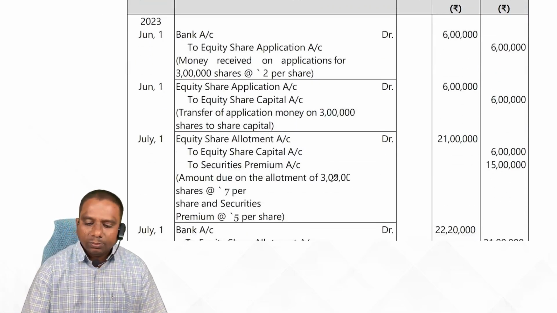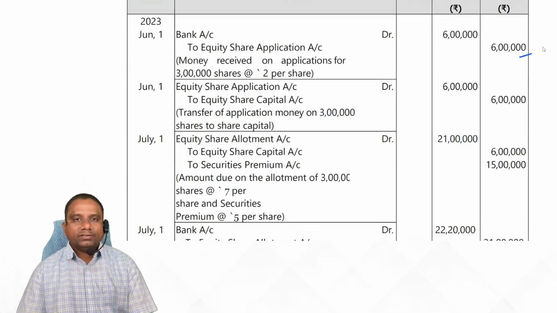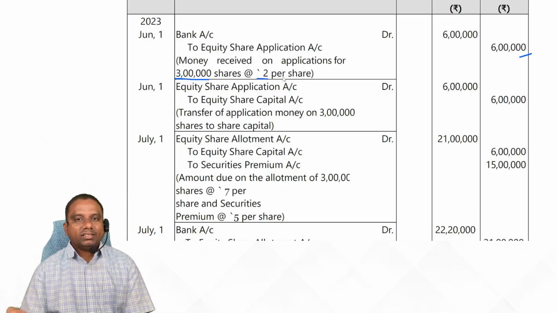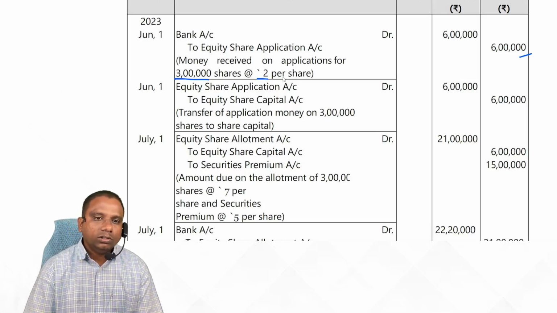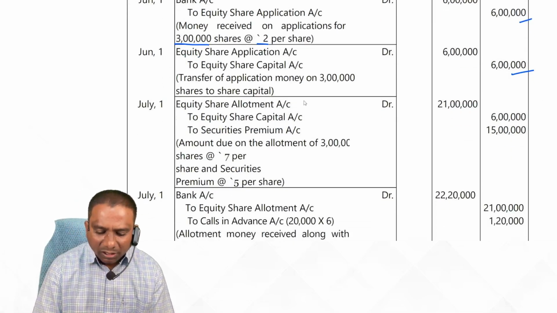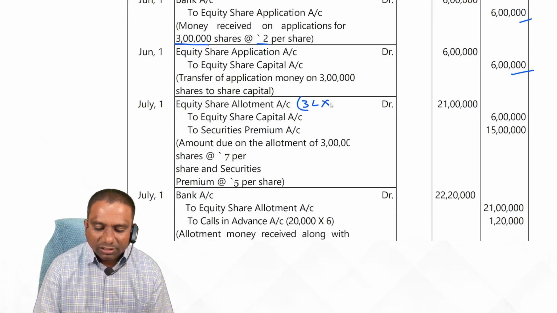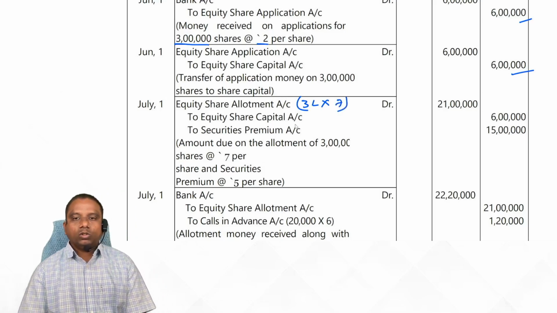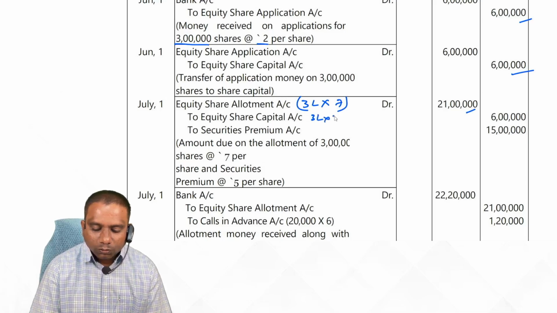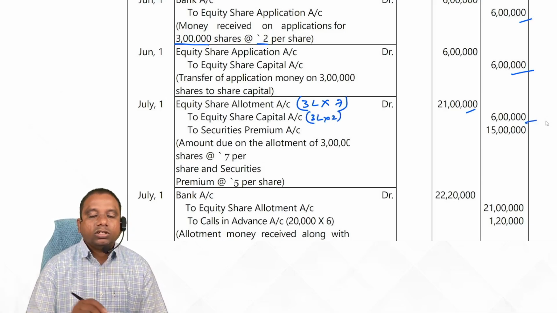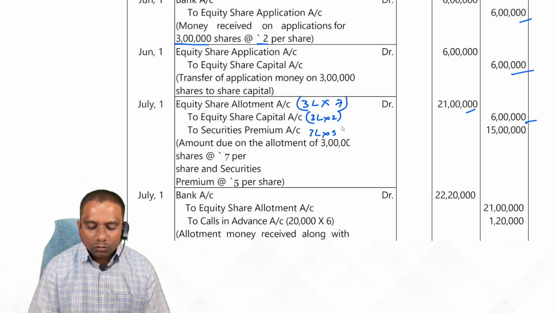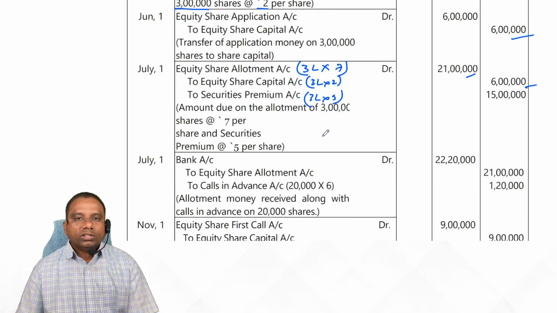First entry, bank account debit to equity share application 6 lakhs. Why? Because 3 lakh shares into 2 rupees, na, 6 lakhs. Now this 6 lakhs we transfer to share capital. Next, allotment amount due. Allotment amount is due on 3 lakh shares into 7 rupees per share, 21 lakh. Out of that, 2 rupees is capital, 5 rupees is premium. So 3 lakh shares into 5 rupees. Next one.